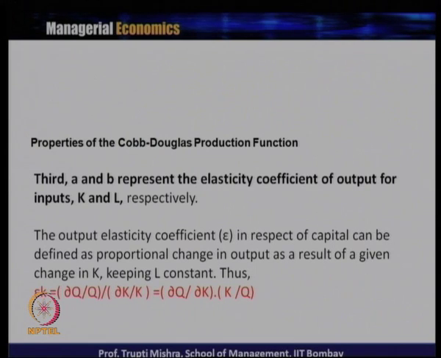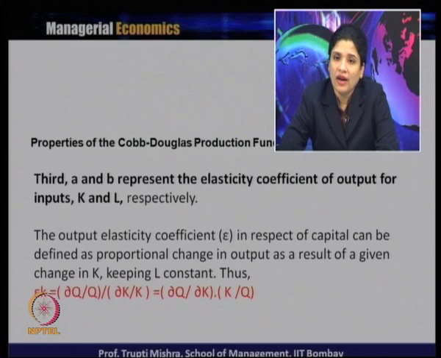Thirdly, a and b represent the elasticity coefficients of output for inputs K and L respectively. The output elasticity coefficient in respect of capital can be defined as the proportional change in the output as a result of a given change in K, keeping L constant. So, if you are keeping L constant and trying to find the elasticity coefficient of output with respect to capital only, then this is del Q by Q, the change in output, with respect to del K by K, and if you simplify this, then this is del Q by del K multiplied by K by Q. This is nothing but the elasticity coefficient with respect to input K, keeping L constant.